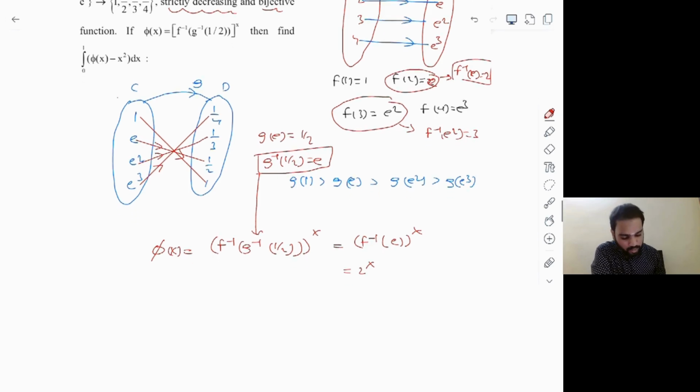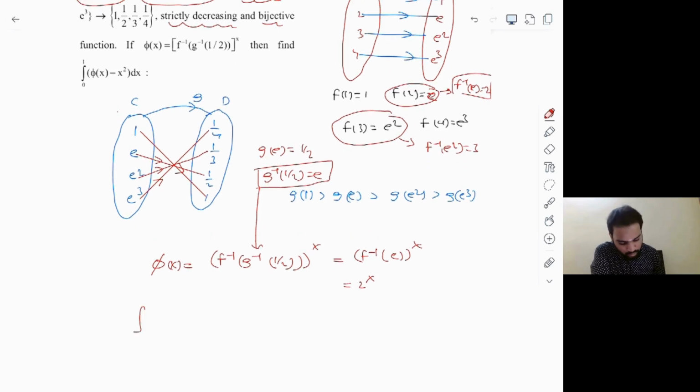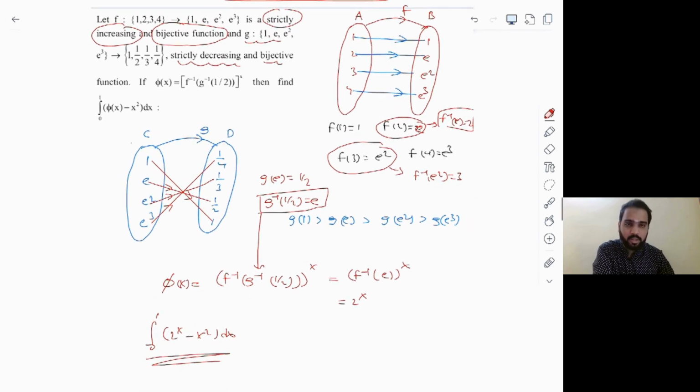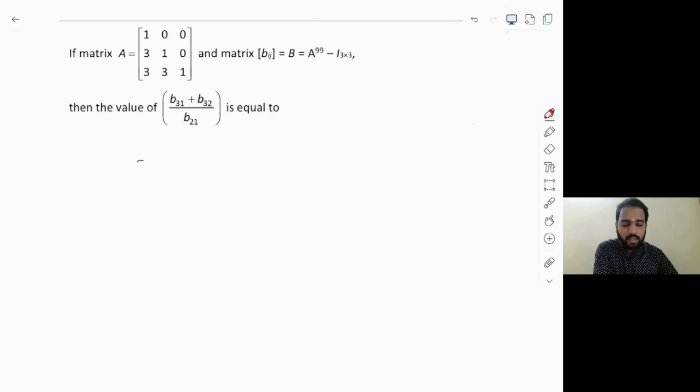And finally, what is the required part? Integral 0 to 1 of phi of x, that is 2 to the power of x minus x square, dx. Now you know how to solve the integration part. As I told, this is a very interesting question which involves concepts of increasing and decreasing functions and also integration, right? So try to be careful here. Let's take the next question.